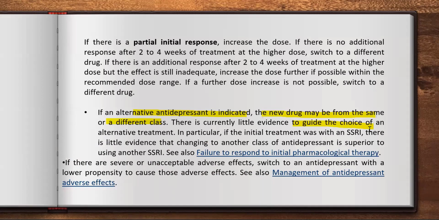In my perspective, if one SSRI doesn't work, it's better to use another class. Usually venlafaxine is a good one. Many doctors use venlafaxine if the initial SSRI doesn't work. So we can try venlafaxine or any other SNRI.